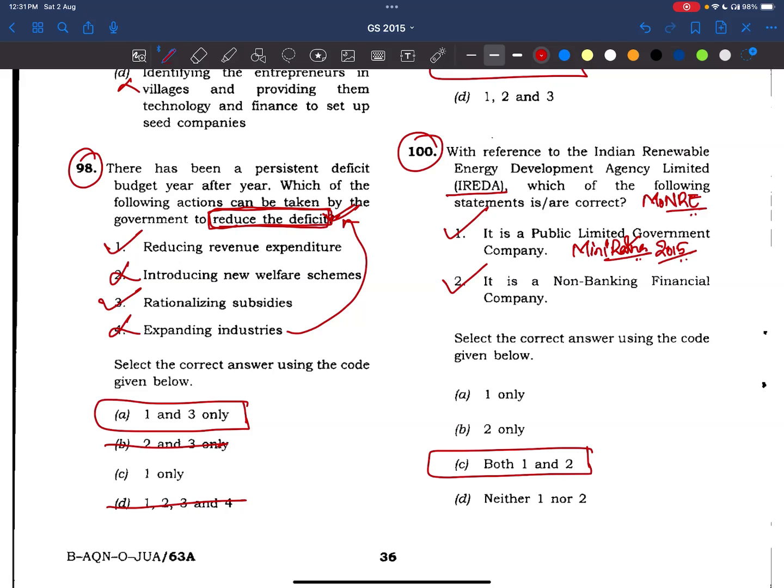Right? Nothing much to explain here. We have to read about this agency, and nowadays UPSC is focusing more on renewable energies. Even in 2025, the Surya Ghar Muft Bijli Yojana has been asked. So we have to read all the related schemes and organizations of new and renewable energy, and all the things which are in current affairs also. Okay, so that's it, friends.